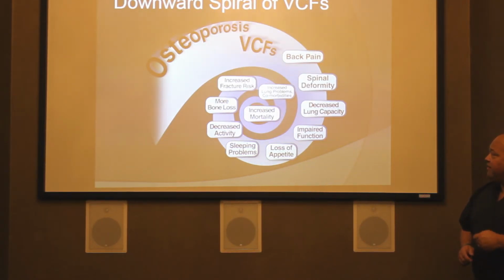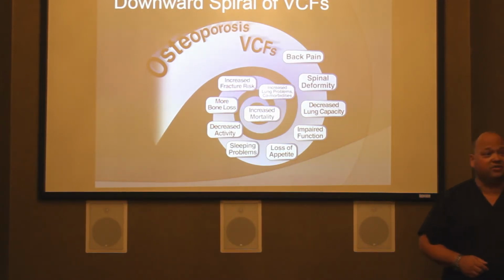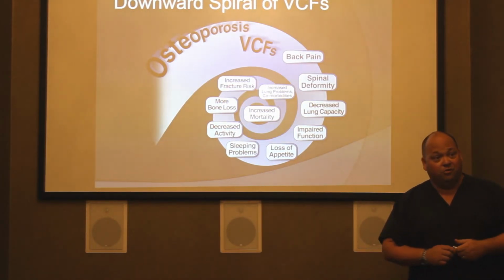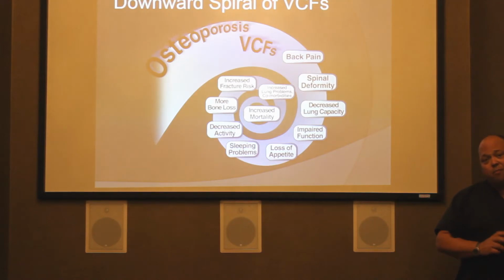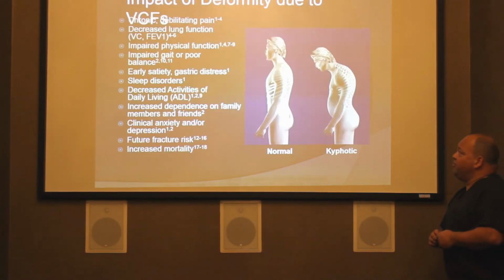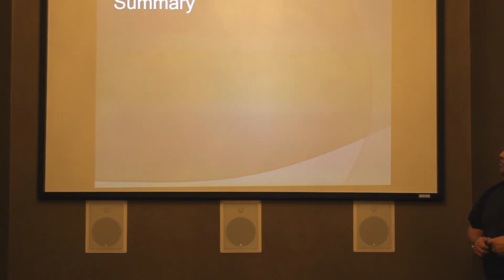Then impaired function, loss of appetite, decreased activity, and it's a long spiral until eventually they just succumb to death and they don't do well. So there's a lot of morbidity and mortality associated with this. I'm not going to read through all these because it's basically summarized on that previous slide: if you find them early, you can avoid a lot of all this nonsense and they'll do a lot better long term.